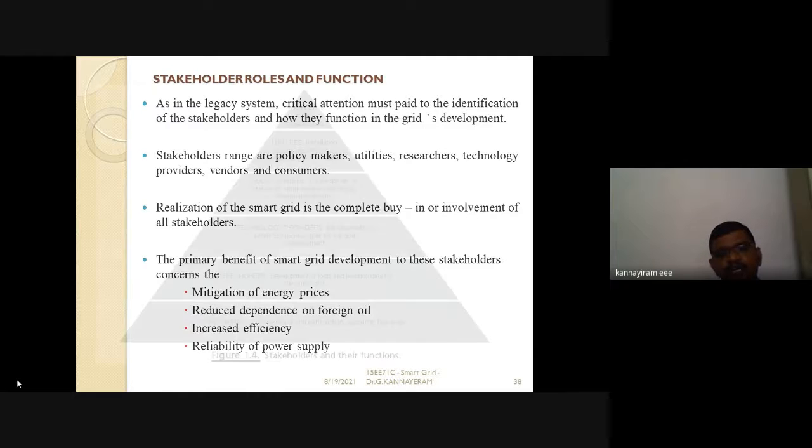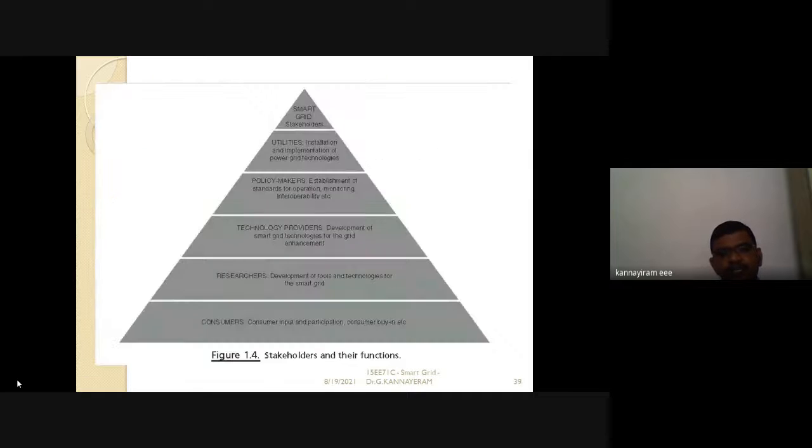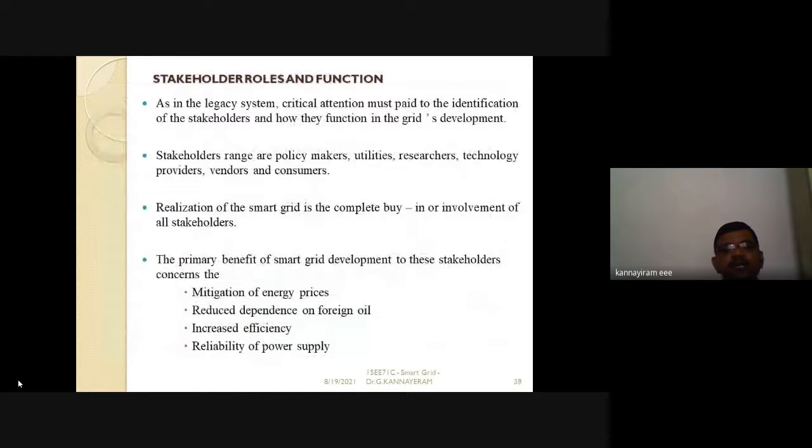Stakeholders' roles and functions, the important topic here. For the legacy of the system, critical attention must be paid to the identification of the stakeholders and how they function in grid development. Stakeholders are all who generate electricity by their own, and all who consume electricity are also stakeholders.